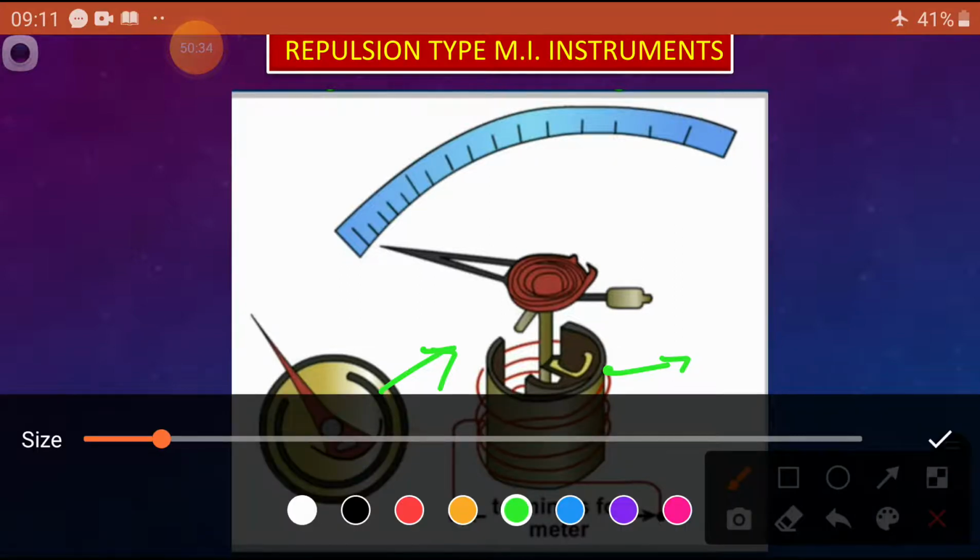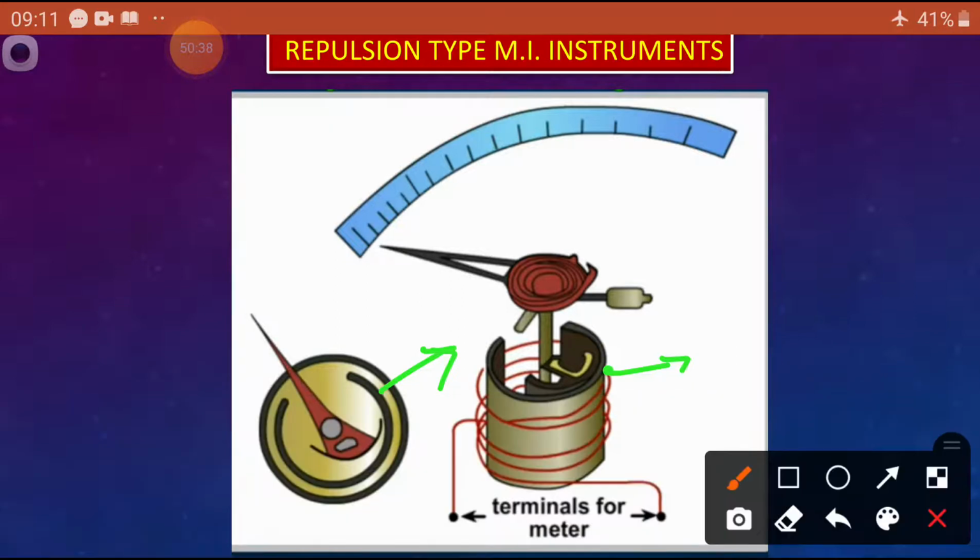Now another piece is attached to the spindle, which is attached to the one iron piece. The spindle is placed on jeweled bearings on both sides and connected to the spring control. Remember, the spindle is connected to one iron piece, which you can observe here.